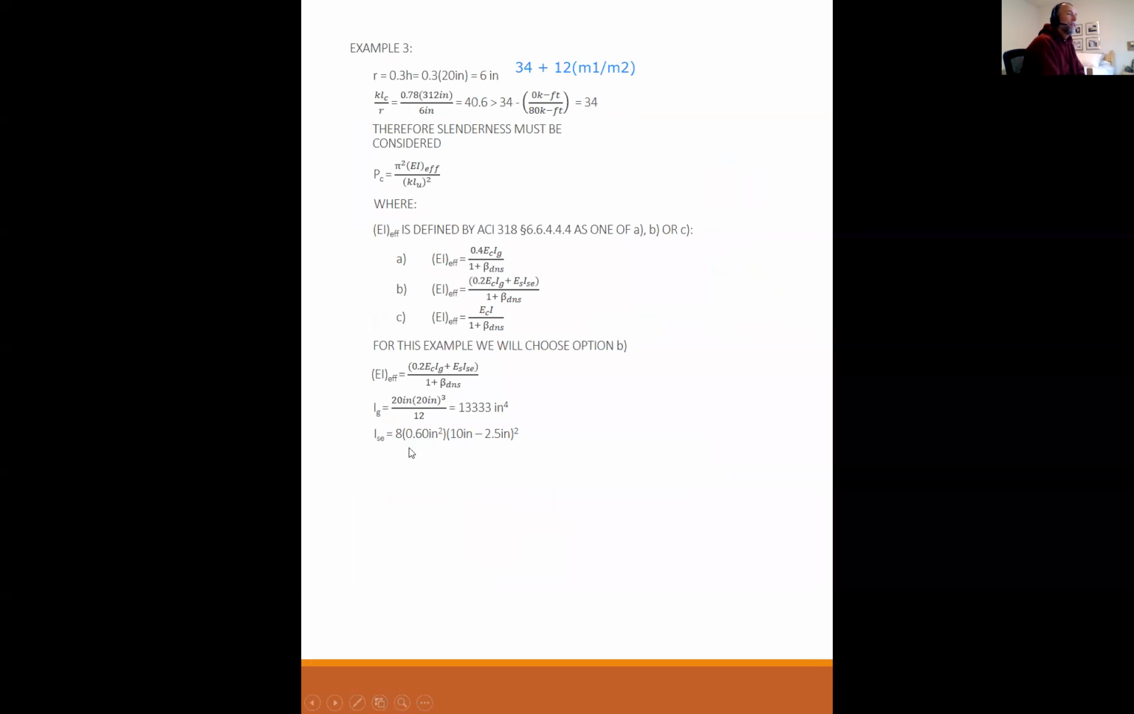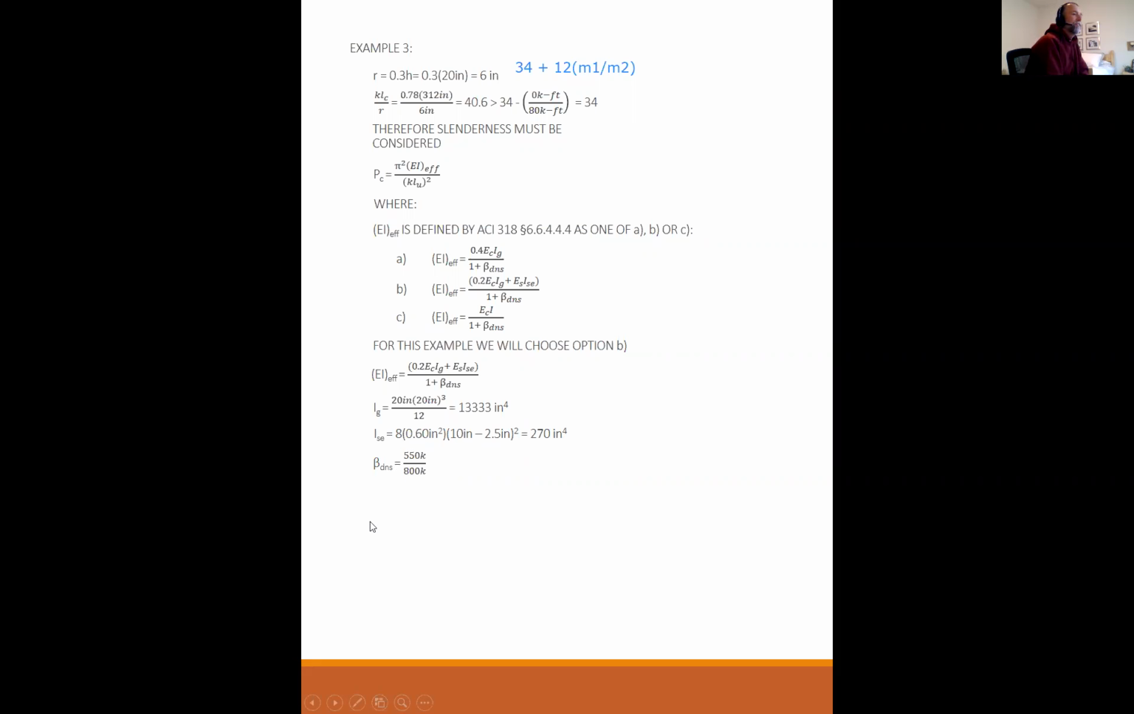So that's why I can take 8 times the area of 1 bar times 10 gets me to the center of a 20-inch column minus 2.5. This is my AD squared term from the parallel axis theorem. So the total area times D squared is 270 inches to the 4th.